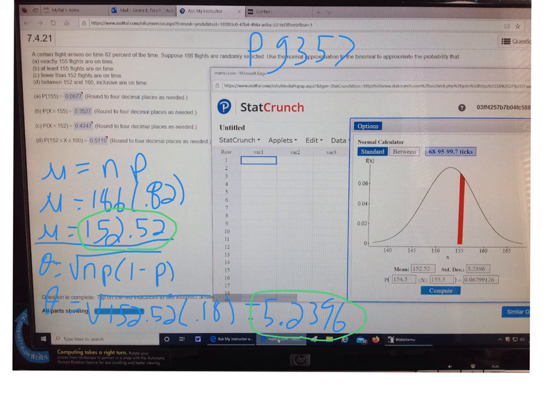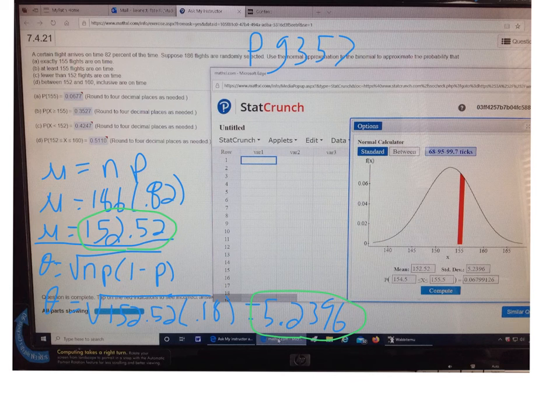Well, I got your question here. The probability that certain flight arrivals are on time is 82%. That's 0.82. Suppose you have 186 flights randomly selected. You want to use the normal approximation to the binomial to approximate the probability. So you want to use a normal distribution to approximate the binomial problem. That's what this section's all about. You want to find the probability that exactly 155 flights are on time.